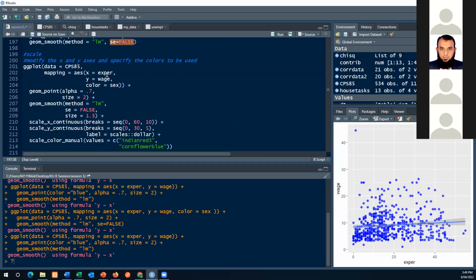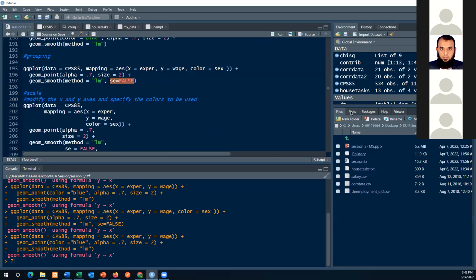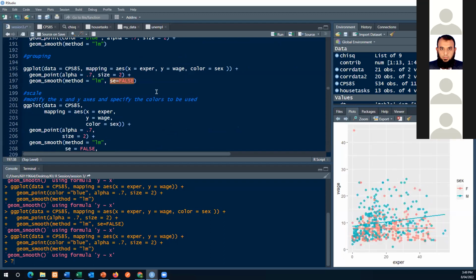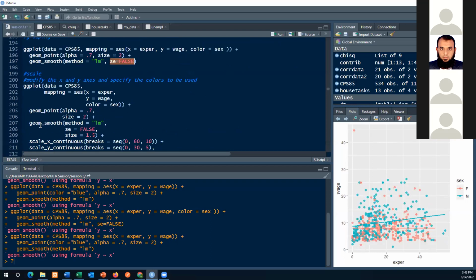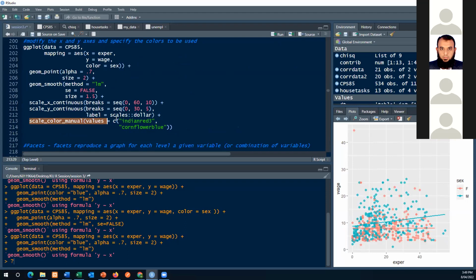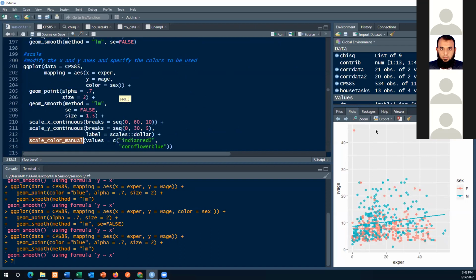Then we want to modify the x-axis and y-axis, and especially the colors to be used. For example, you can tell, hey, I don't like this color to be that color. If you can give a color, in this case, you have to mention how many data points, and then you have to put out the color vector here. Okay, the values for the scale color manual. That is the function we have to use. But let's look at what else we are doing here.